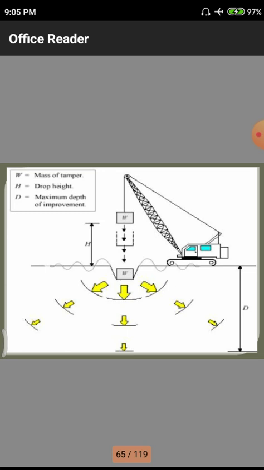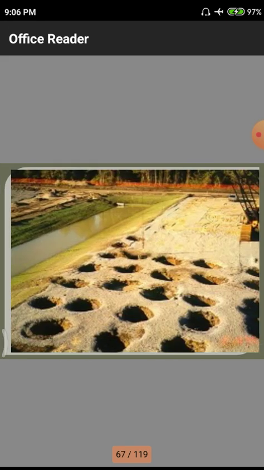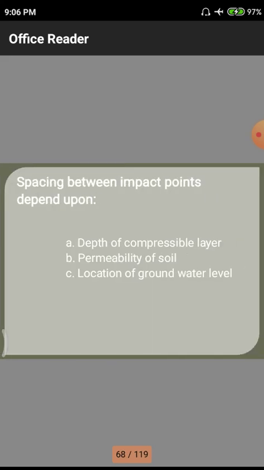This is the load dropping phenomenon in the particular case of these cranes and others. H and D: H is the dropping height, D is the depth we need to consolidate. And these figures show the places we have to compact at frequent intervals and frequent lines. After the compaction we have these trenches and others. In these trenches we need to fill with sandy materials. Those are the points influencing depth of the compressible layers, permeability of the soil and groundwater location.